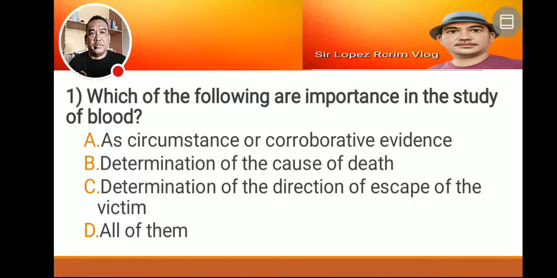Which of the following are important in the study of blood? A, circumstance or corroborative evidence. Letter B, determination of the cause of death. Or letter C, determination of the direction of escape of the victim. Or letter D, all of them.